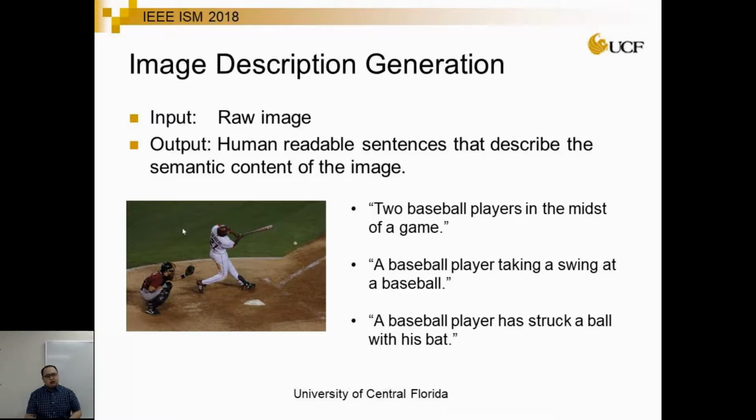For example, look at this image. It shows two players playing a baseball game. The system reads the image and is expected to explain it with a sentence such as the sentence on the right-hand side.